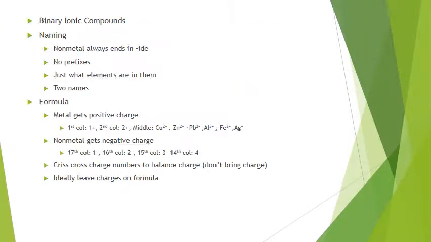hard. In fact, first of all, binary ionic compounds. That's what we're talking about now. They have a metal and a non-metal. The non-metal will always end in "ide," so sulfide, oxide, fluoride, iodide, etc. You won't be using any prefixes like tri, mono, etc. The metal will always keep its name, like copper, aluminum, iron, etc.